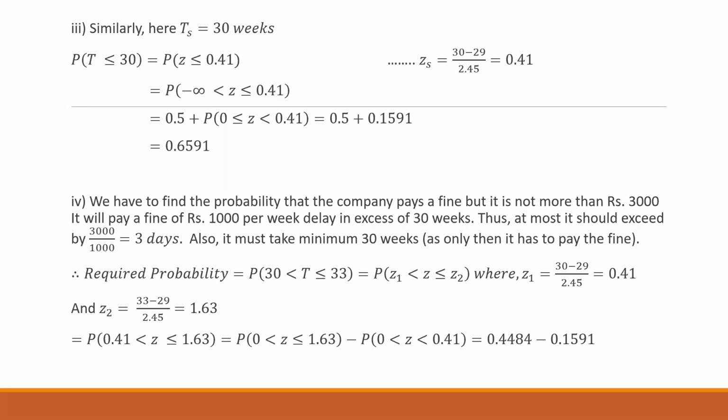So this is going to give me a value, and that is 0.2893. So what is the probability that the company pays a fine, but not exceeding 3,000? It is 28, or you can say 29% chances. Clear? And if you want, you can write it in terms of probability, that is 0.2893. That is the answer for your fourth question.